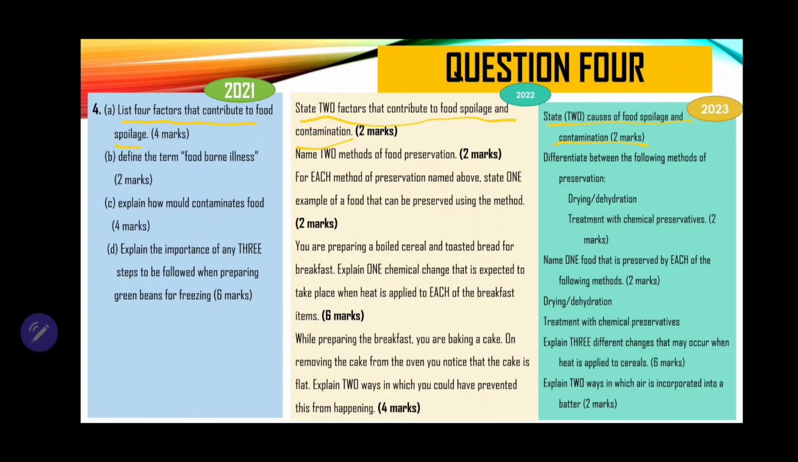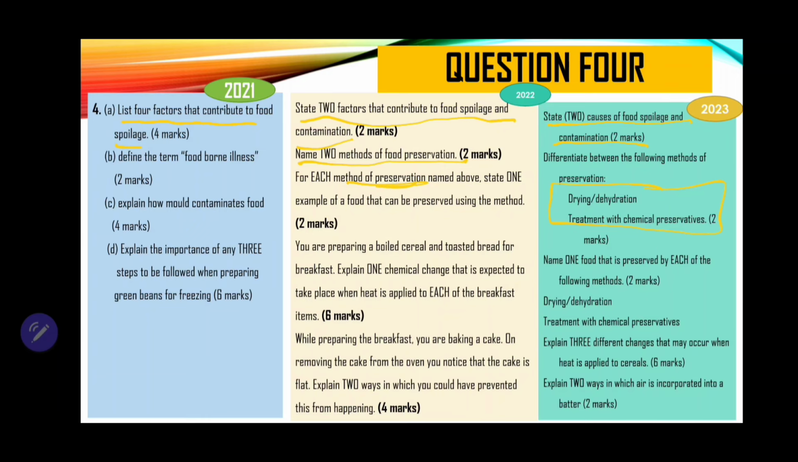Good. All right, moving on now to 2023, picking up at the question that says differentiate between the following methods of preservation, and you get drying there. You also get dehydration, and also a follow-up that asks about chemical preservatives, and one food that can be preserved by the method of drying or dehydration, and also treatment with chemical preservatives. Now in 2022, there was a question that asks about two methods of food preservation. In 2023, they didn't ask you to name the methods, but they gave you the two methods that they want you to tell them about, which were drying or dehydration, and also treatment with chemical preservatives. So you can see the similarities there as it relates to methods of preserving food.